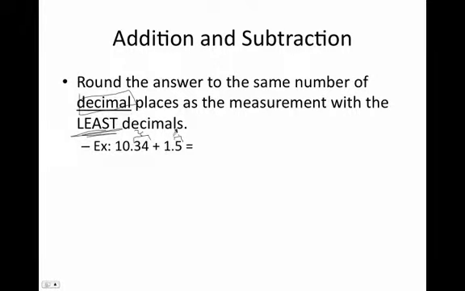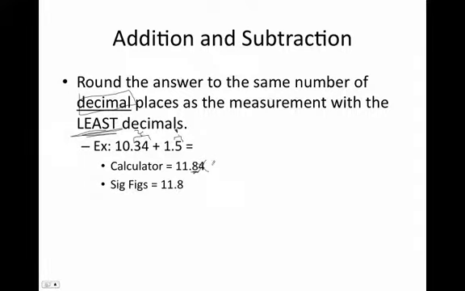When I punch this into my calculator, though, I get 11.84. But like I said before, we need to round to 1 decimal place. So I'm rounding to the first decimal place, the 8. Because the number after the 8 is smaller than 5, the 8 stays the same, and I end up with 11.8.